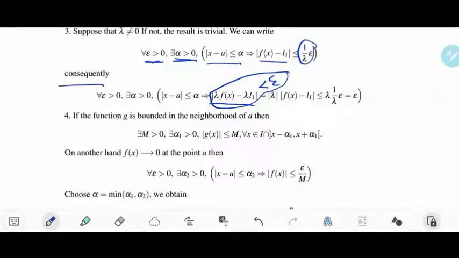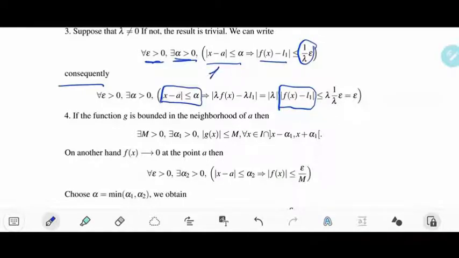So consequently, what I want to have is lambda f minus lambda L1. So I put lambda f(x) minus lambda L1, and then I take lambda as a common factor. Since I know that this is satisfied for all x satisfying |x - a| < alpha, then this is less than lambda times 1 over lambda epsilon, which is equal to epsilon, the number that you chose at the beginning, which leads to the result.